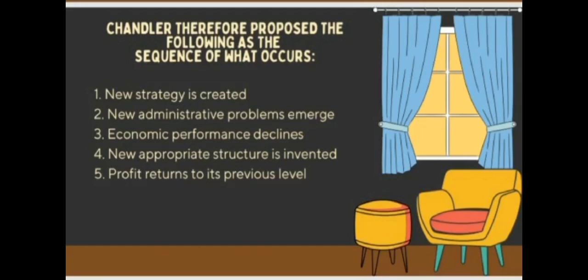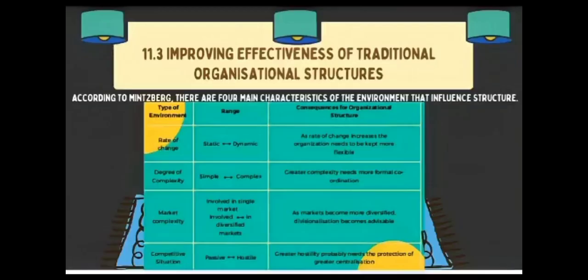As they add new product lines, purchase their own source of supply, and create their own distribution networks, they become too complex for a highly centralized structure. To remain successful, this type of organization needs to shift to a decentralized structure with several divisions. Strategy, structure, and environment need to be closely aligned. Otherwise, organizational performance will likely suffer. Improving effectiveness of traditional organizational structures.